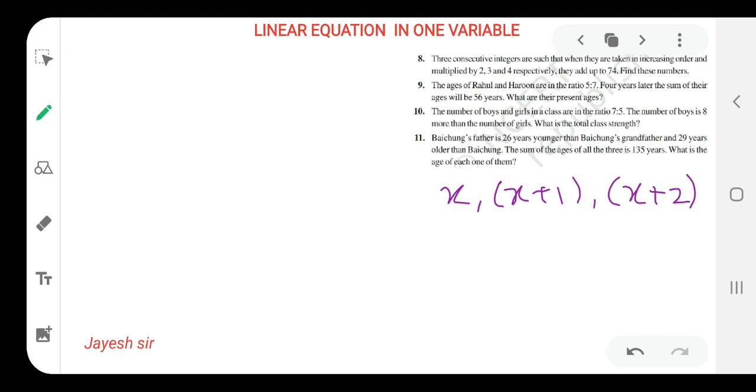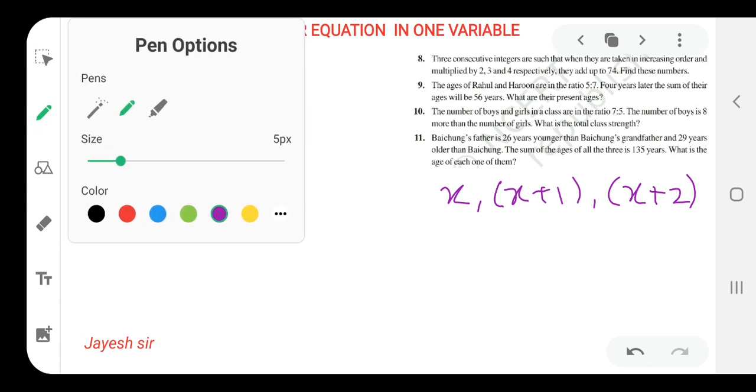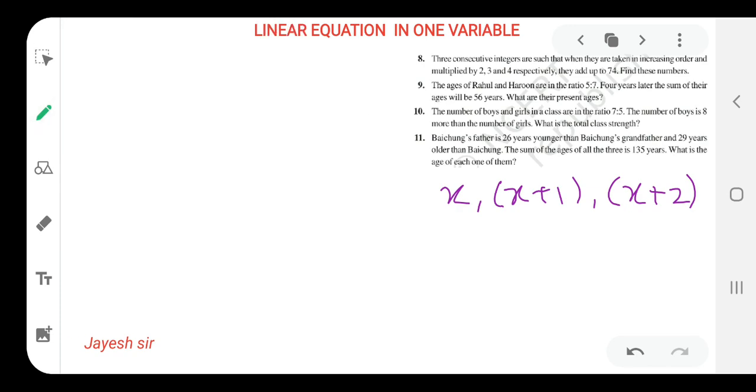Now increasing order, so I have taken them in increasing order, and multiplied by 2, 3 and 4 respectively. Respectively means in this order only they are multiplied. That means our x should be multiplied with 2. So I am writing it in the form of an equation. First 2 should be multiplied with x, and they add up to 74. That means their sum is 74, that is also given. That means 2 times x is our first term.